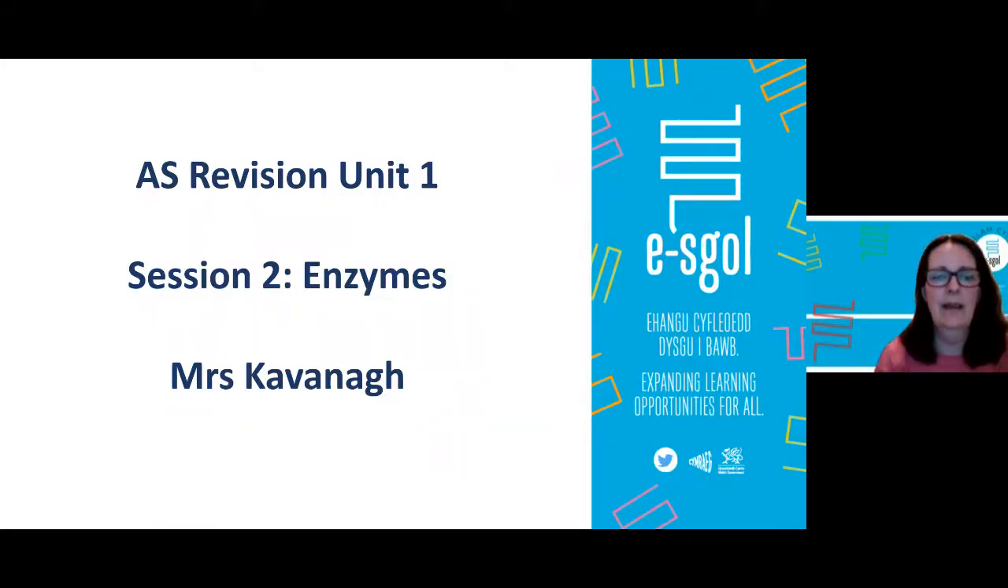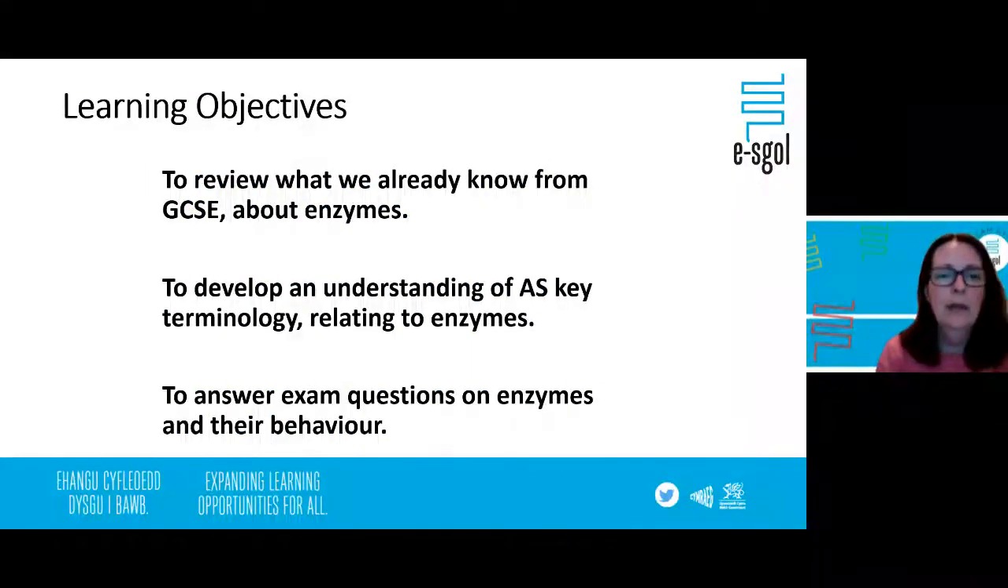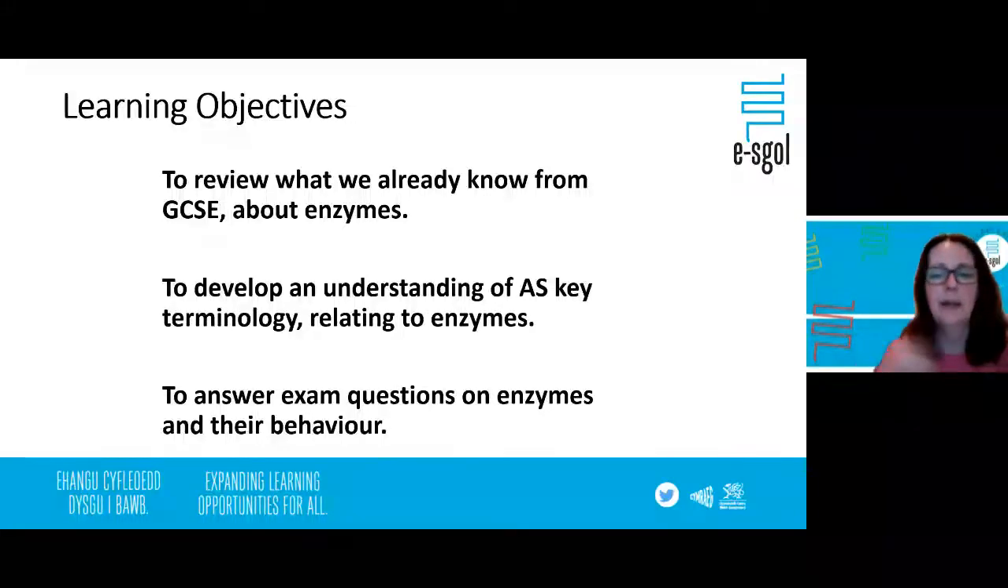So, as our introducer said, we're going to have a look at enzymes today. This is AS revision for Unit 1, and let's have a look at what we're going to cover in this session. So, we're going to review what we already know from GCSE about enzymes, just to remind ourselves and get us up to speed. We're then going to have a look at some of the key terms that we need to be aware of so that we can use them proficiently in our AS exam, and then we're going to have a look at some exam questions on enzymes and also how enzymes behave.